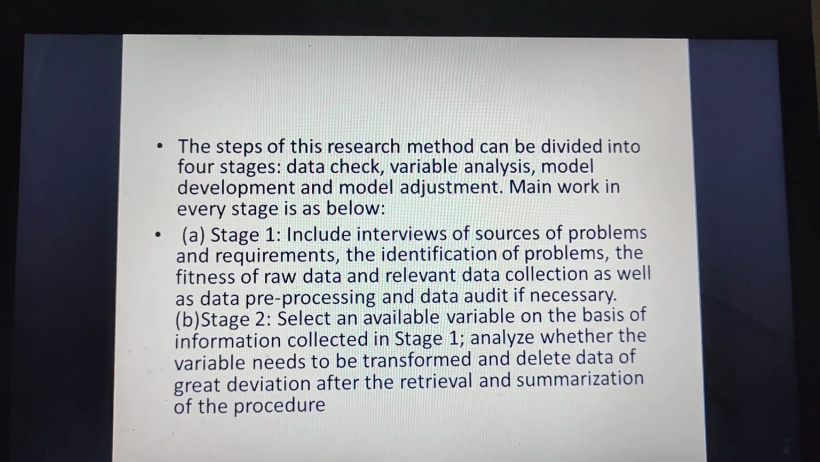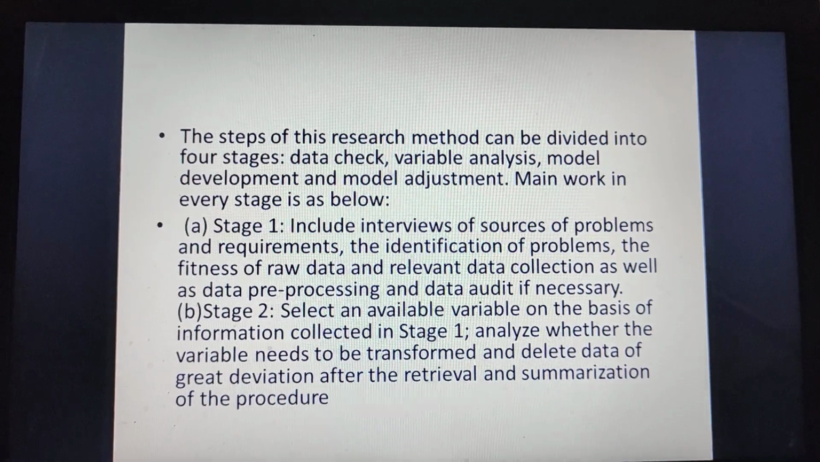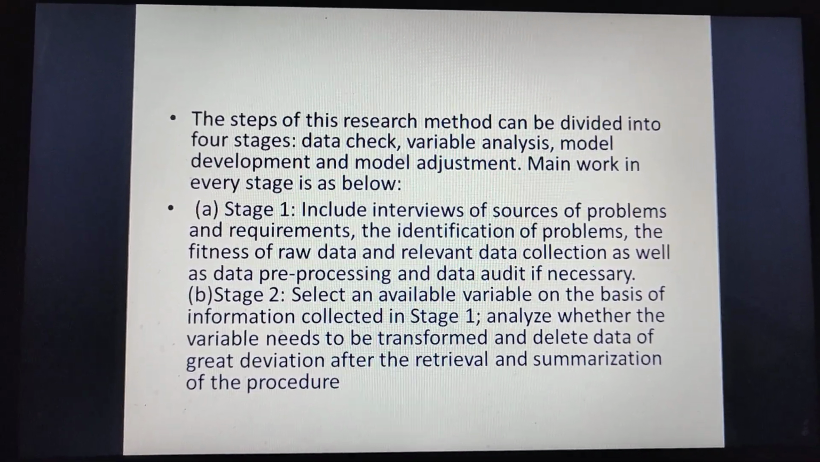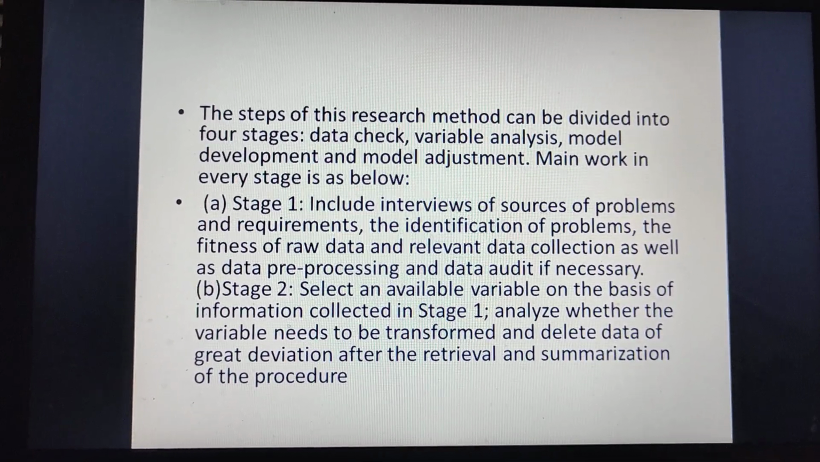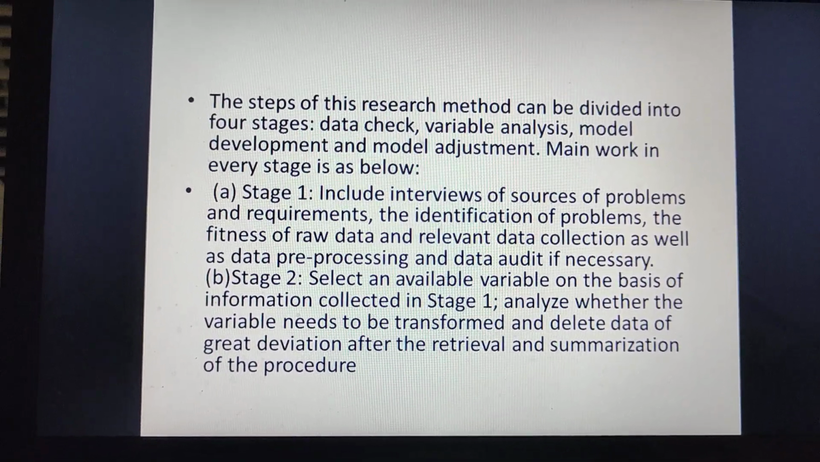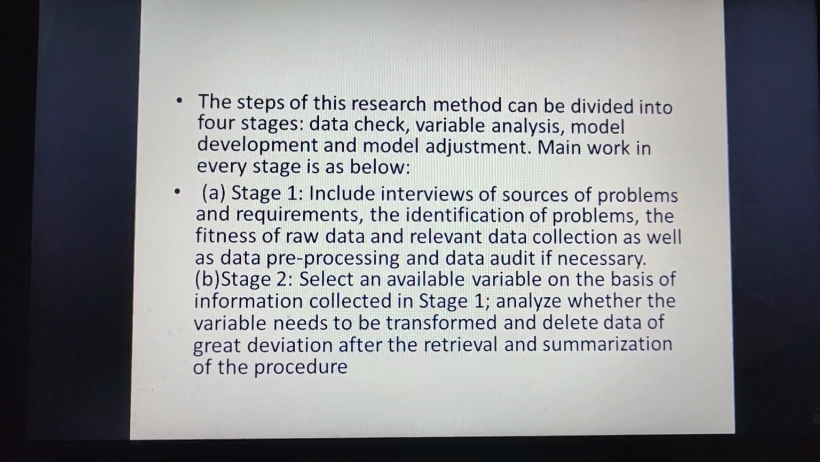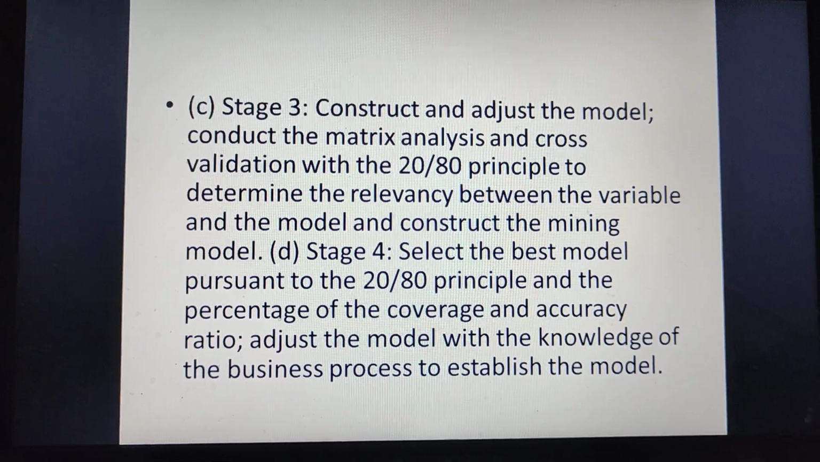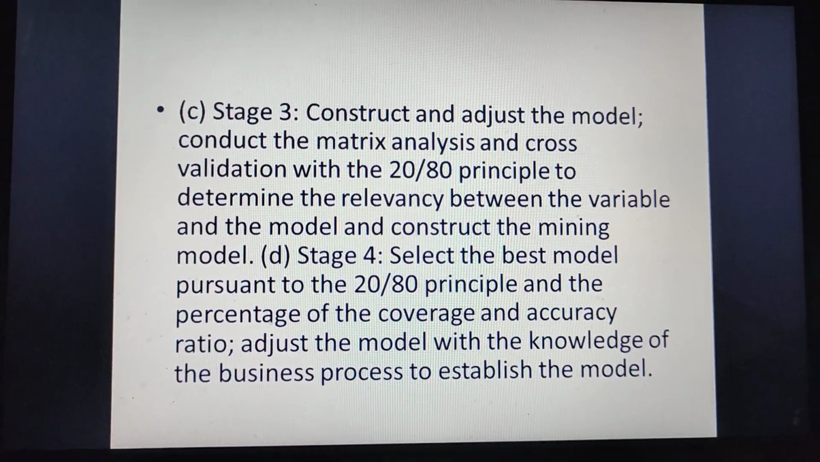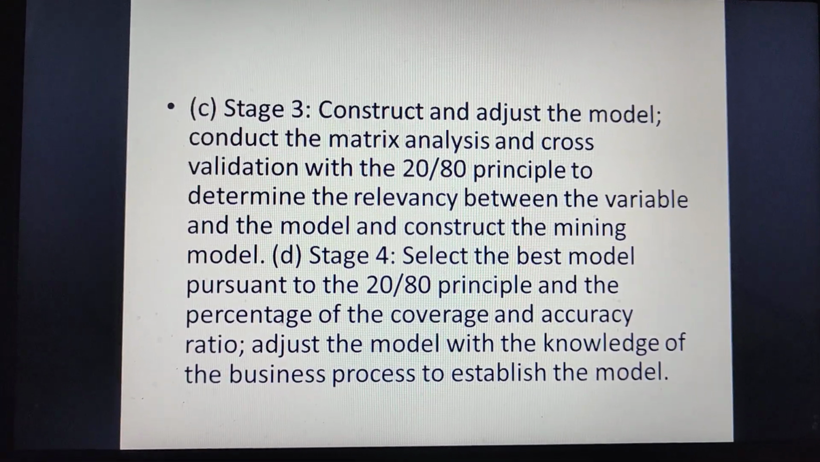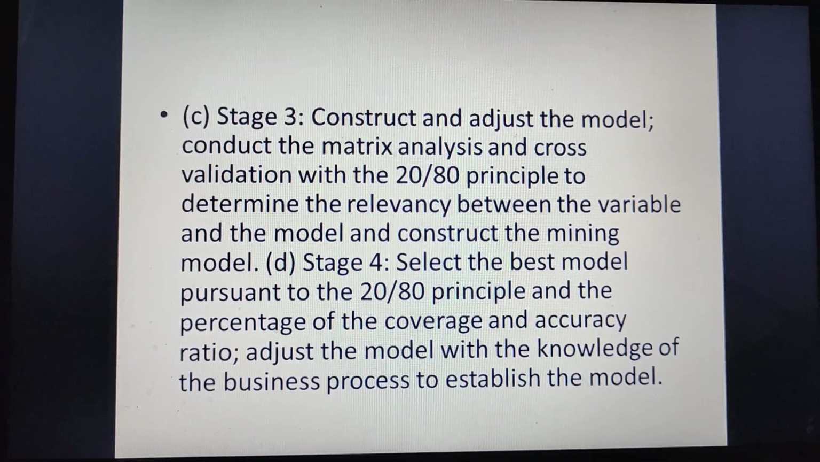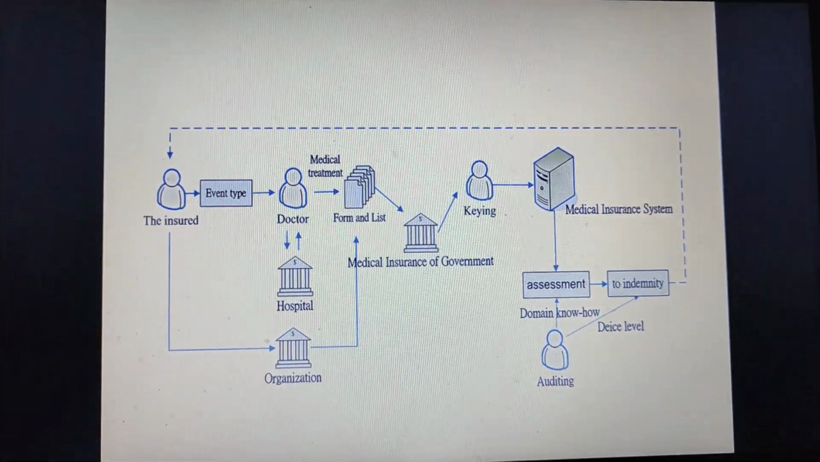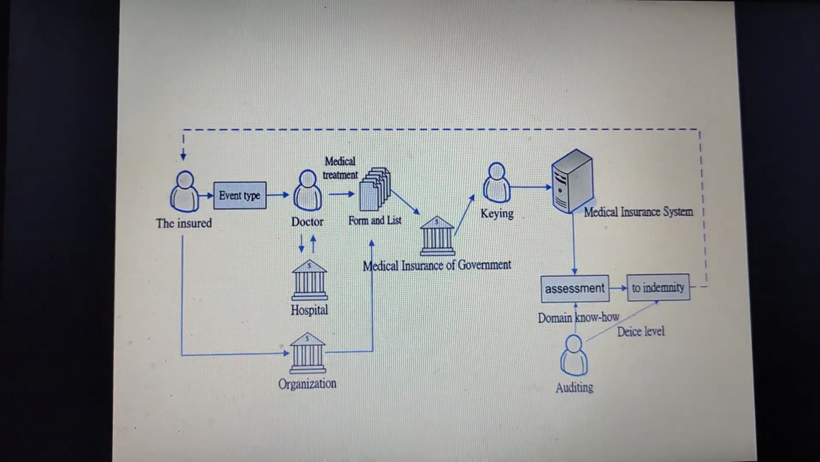These steps of the research methods can be divided into 4 stages. Stage 1 includes interviews of sources of problems and requirements and identification of problems, the fitness of raw data and relevant data collection. Stage 2 selects an available variable on the basis of information collected in stage 1. Stage 3 constructs and adjusts the model, conducts the matrix analysis and cross validation with the 20/80 principle. And stage 4 selects the best model pursuant to the 20/80 principle and the percentage of the coverage and accuracy ratio. And this is the diagram of medical insurance of government.